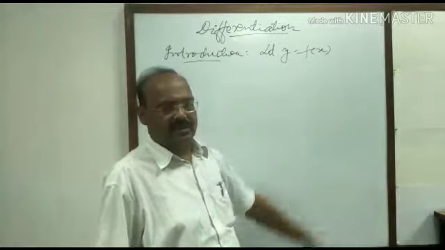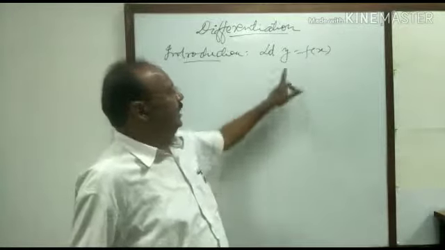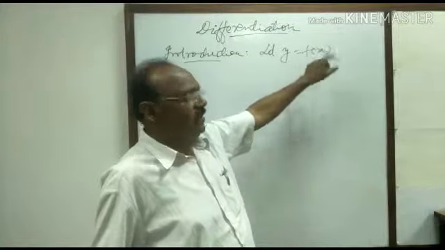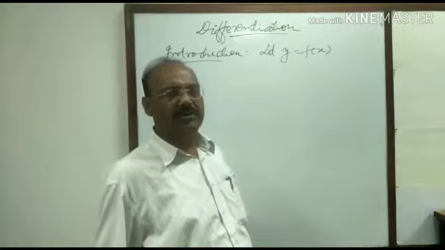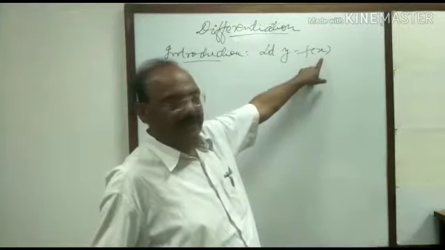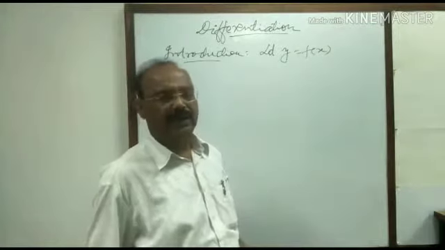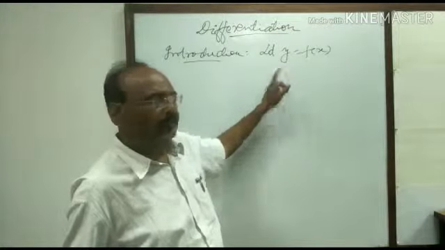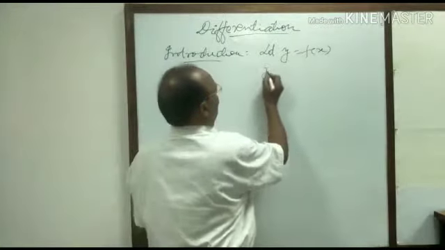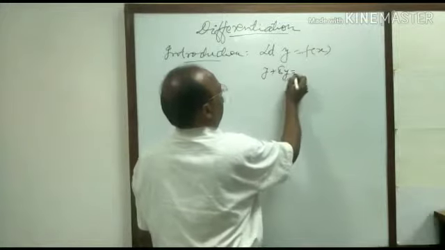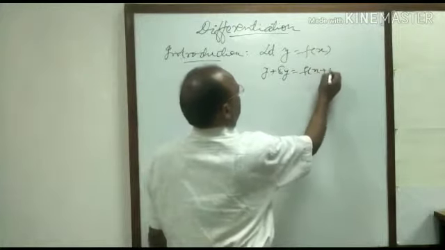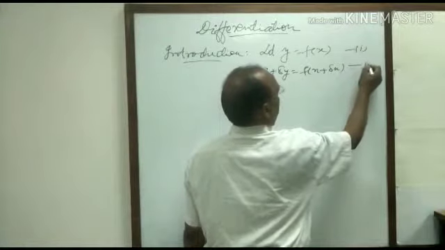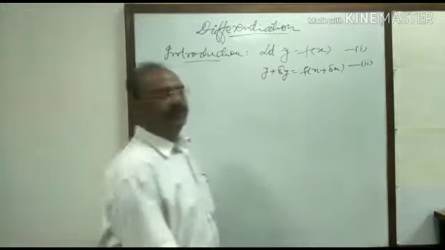Let us try to understand it. Here y is equal to f(x) be a given function. Let delta x be a small change in the value of x and delta y the corresponding change in the value of y. So we can write y plus delta y is equal to f(x plus delta x). Write this as equation 1 and this as equation 2.